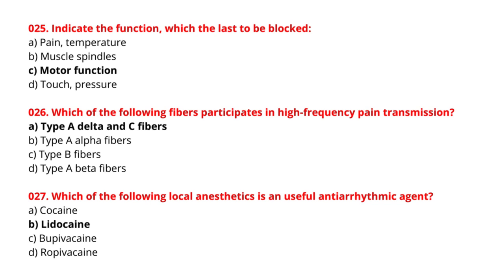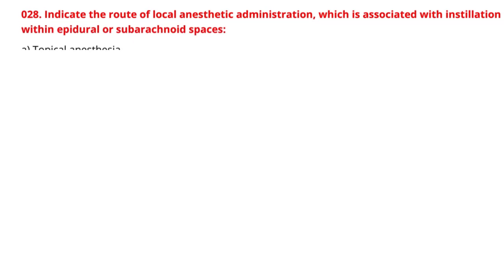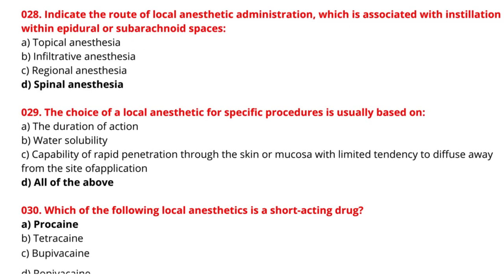027. Which of the following local anesthetics is a useful antiarrhythmic agent? A. Cocaine. B. Lidocaine. C. Bupivacaine. D. Ropivacaine. Answer is B. 028. Indicate the route of local anesthetic administration, which is associated with installation within epidural or subarachnoid spaces. A. Topical anesthesia. B. Infiltrative anesthesia. C. Regional anesthesia. D. Spinal anesthesia.